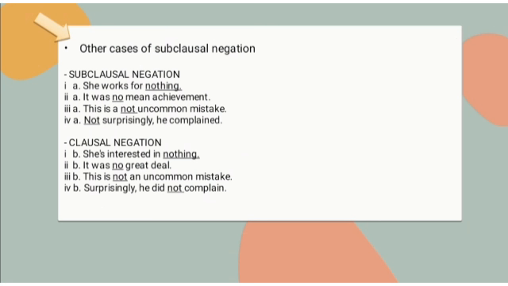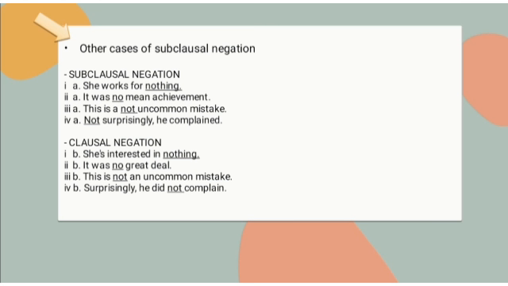Other cases of subclausal negation. Let's see the example. In subclausal negation, 1a, she works for nothing. In clausal negation, b, she's interested in nothing. 2a, it was no mean achievement. B. It was no great deal. 3A. This is a not uncommon mistake. B. This is not an uncommon mistake.